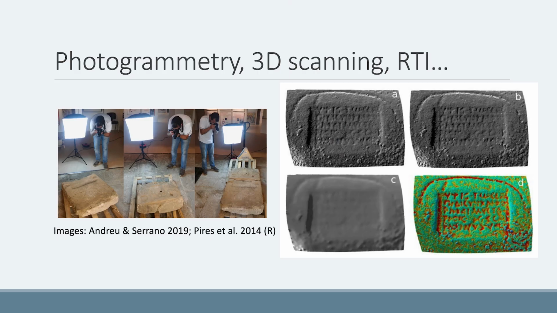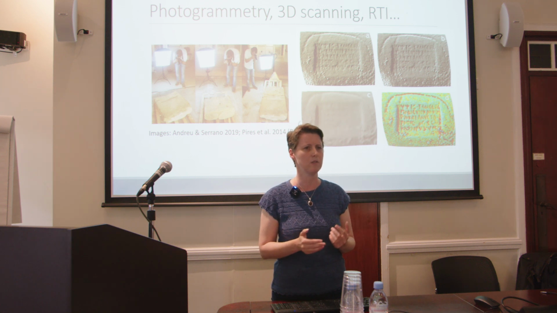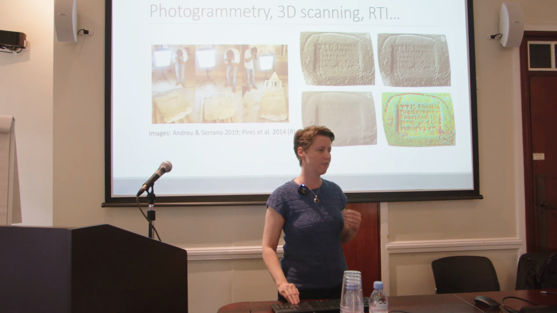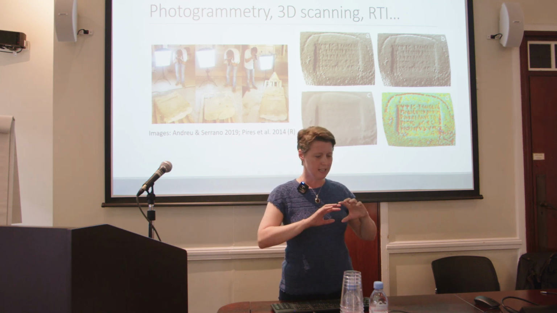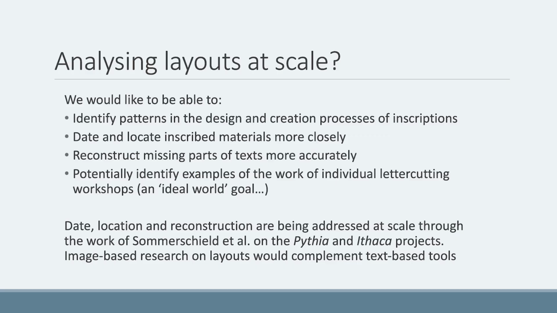And we have other techniques that we can use, again, for in-person measurement, which can tell us a little bit more about the contours of the stone and the surface of the stone. So 3D techniques such as photogrammetry and scanning and reflective transformation imaging as well. And we can use all of these to tell us a little bit more about this question. But today I'd like to talk to you about how we might go about analysing layouts at scale.